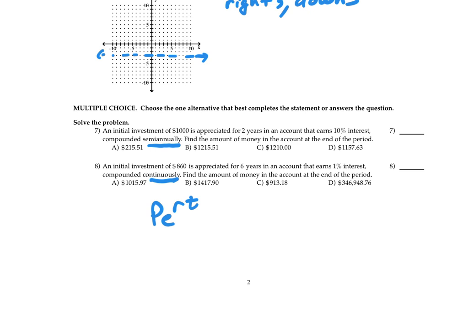Make sure you know how to put those into your calculator, because those are really just calculator problems, because you've got the formula given to you.